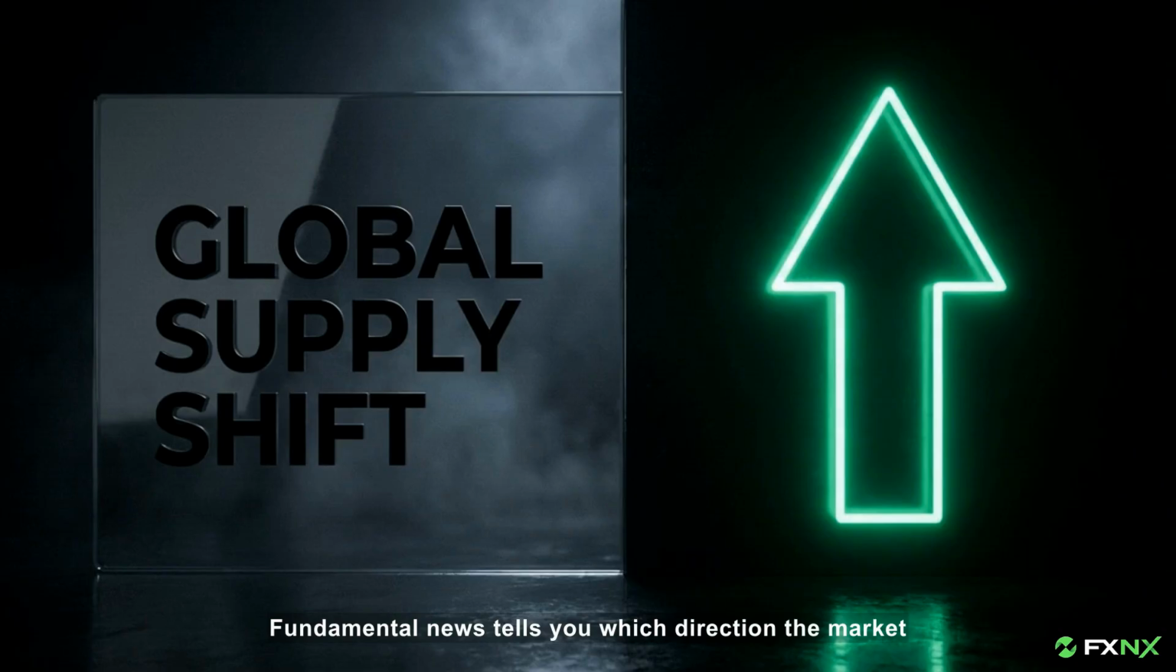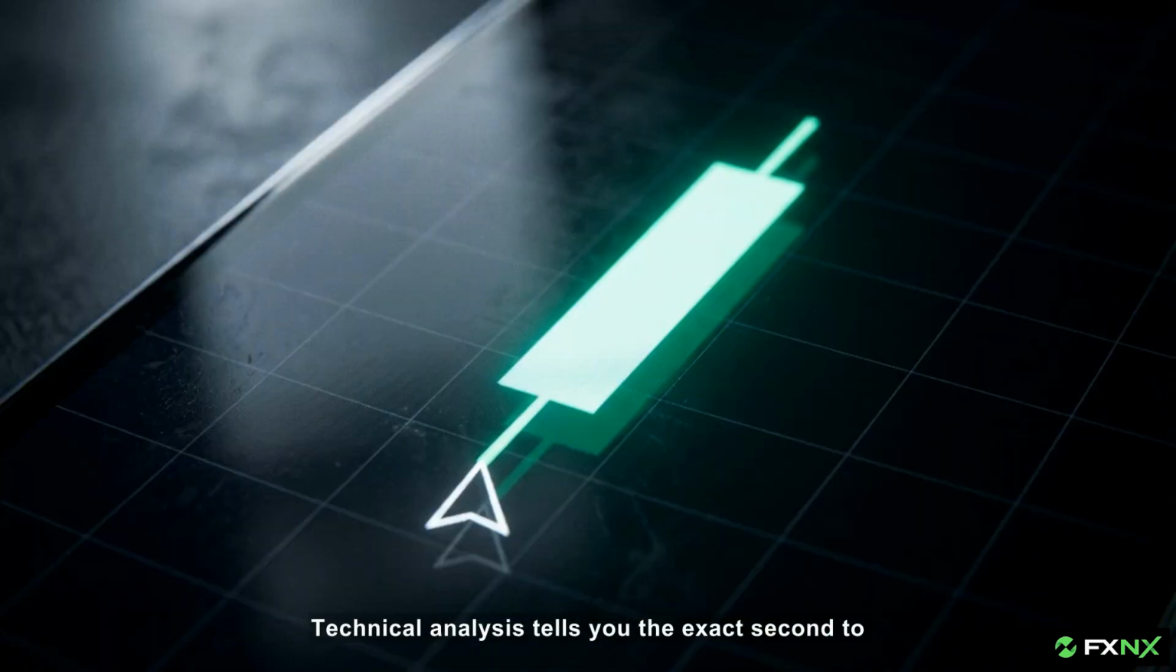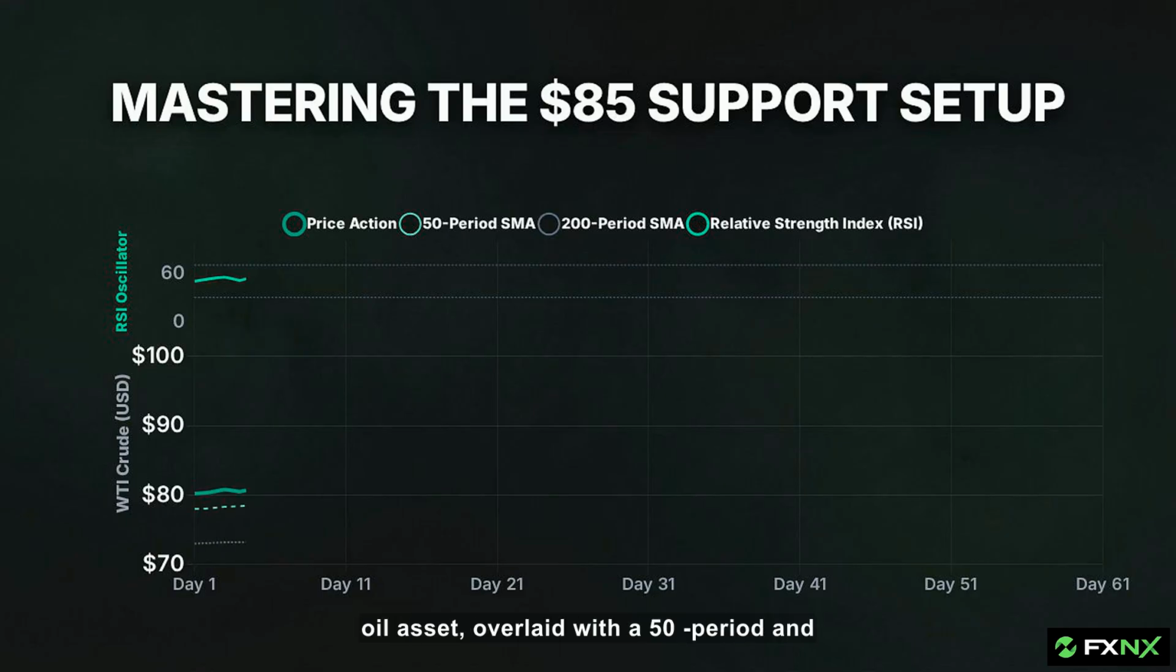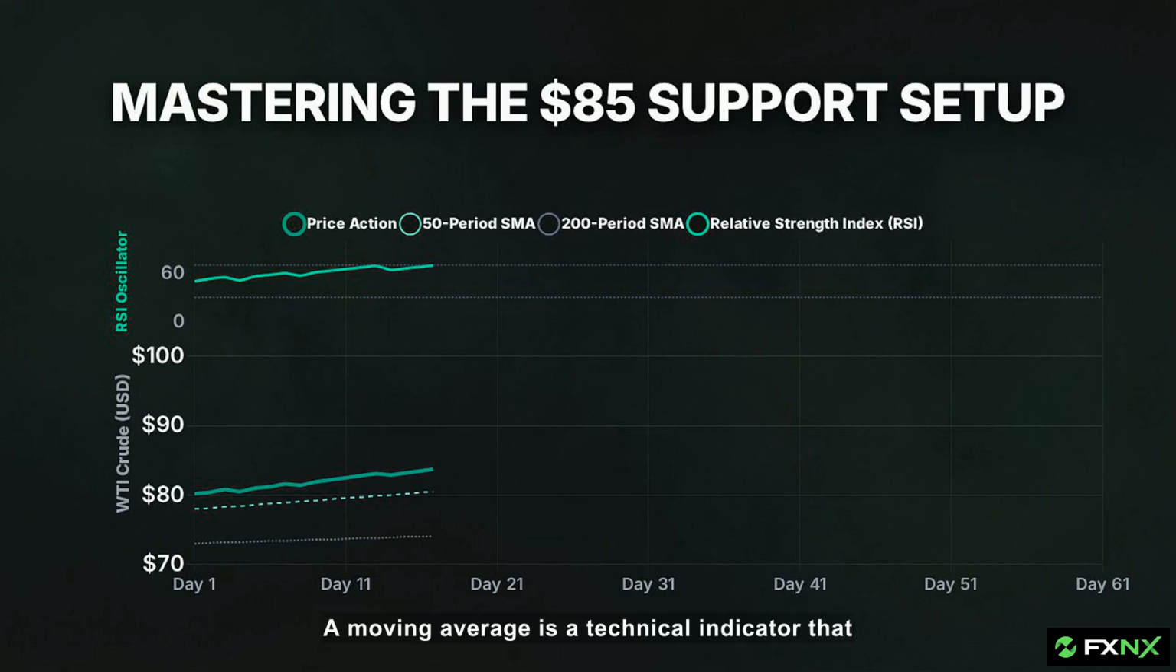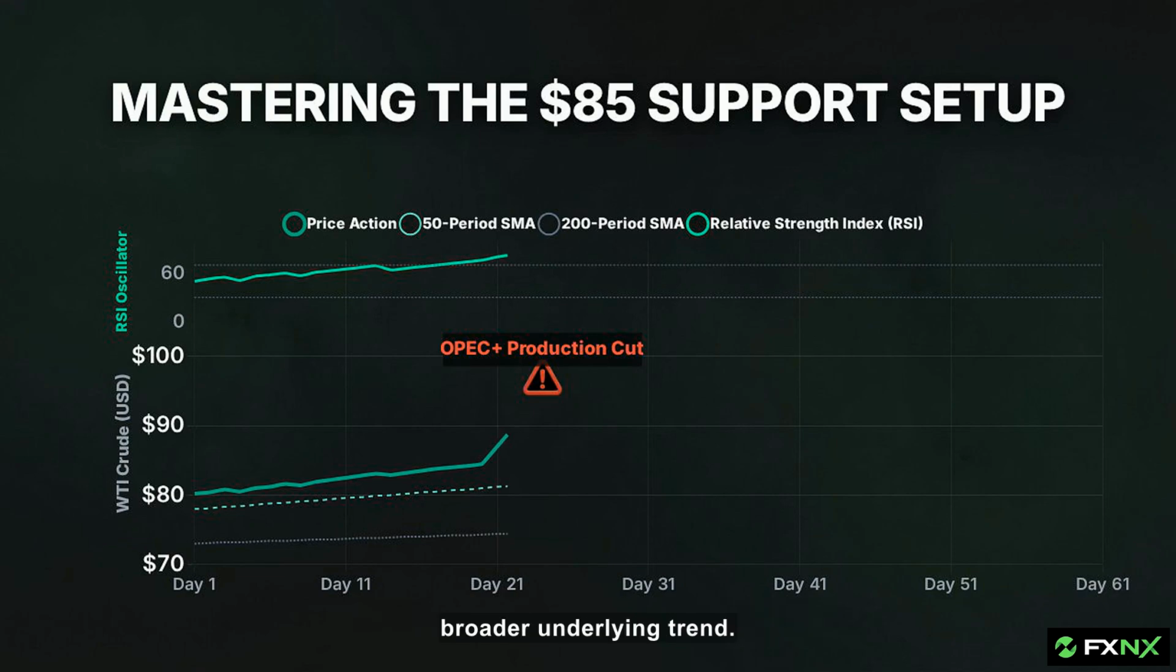Fundamental news tells you which direction the market is likely to move. Technical analysis tells you the exact second to enter the trade. This chart shows the price action of an oil asset, overlaid with a 50-period and a 200-period simple moving average. A moving average is a technical indicator that smooths out past price data to reveal the broader underlying trend.